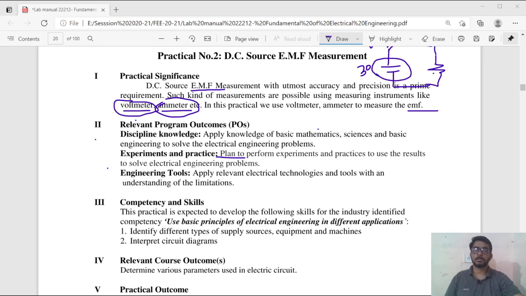Engineering tools: apply the relevant electrical technologies and tools. Here we are using the wire stripper to strip off the insulation, wire cutter to cut the conductors, and sometimes we can use a lux meter to read the illumination. We can also use here the rheostat to vary the resistance.